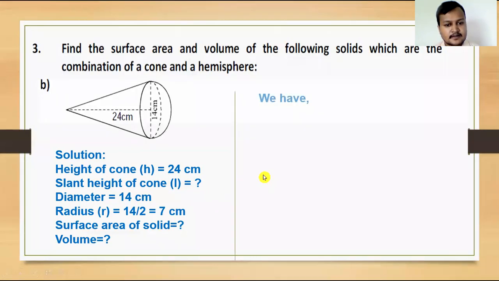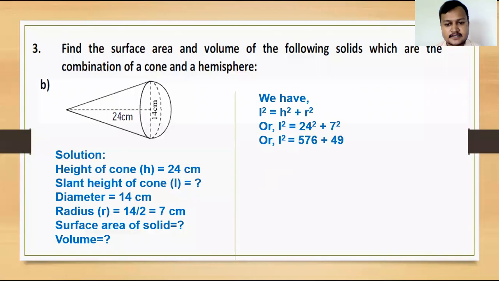For it, at first use Pythagoras theorem. L square is equal to h square plus r square. That means h square is 24 square, r square is 7 square. What is the value of 24 square? 576. Okay, plus 7 square 49. Add these two, 576 plus 49, 625. Then for the value of L, we have to take the square root of 625. That is 25. Value of L is 25 centimeter.